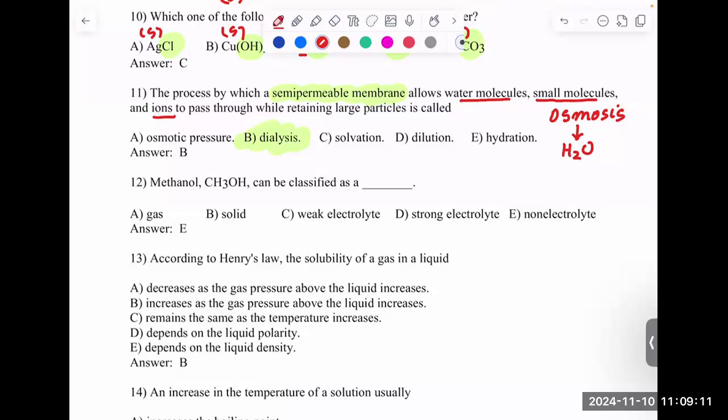Okay. All right. Next, now comes these type of questions. Again, theory-based questions can be difficult if you do not understand or if you don't read. So you have to read also. Okay, methanol. Methanol is the CH3OH, can be classified as a gas, a solid, a weak electrolyte, strong electrolyte, non-electrolyte.